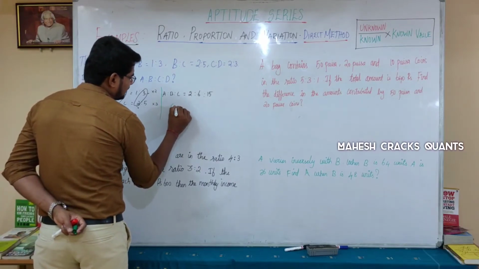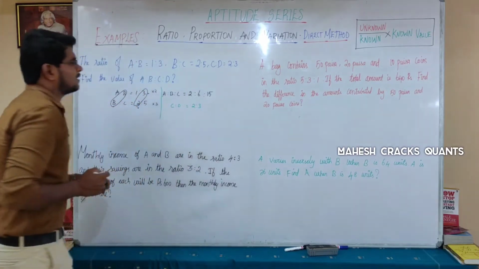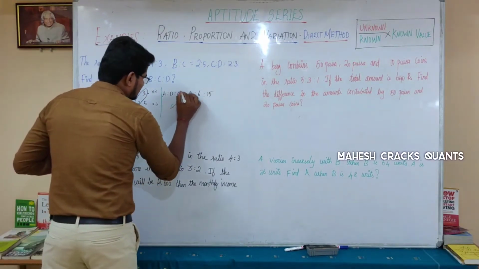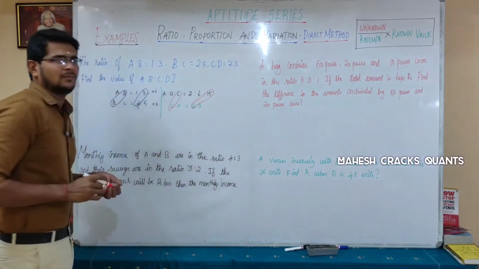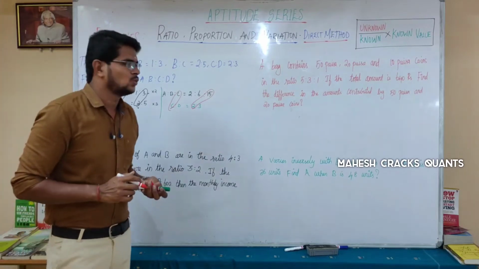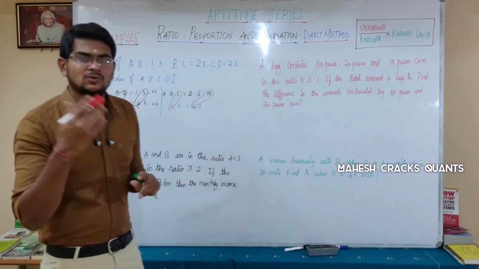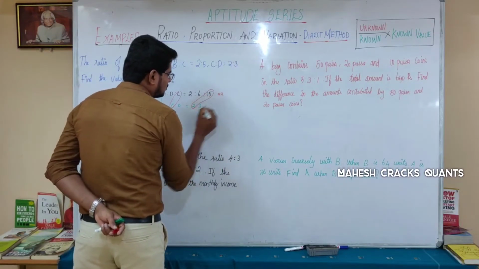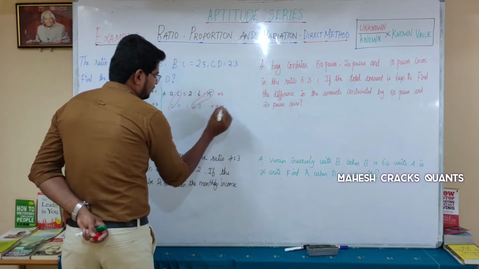What is C is to D? C is to D is equal to 2 is to 3. Take the common value. What is the common here? C. Both are C. Here it is 15 and 2. What is the LCM of 15 and 2? Which is nothing but the product of 15 and 2, 30. So you have to make this as 30 by multiplying by 2, and you have to make this as 30 by multiplying by 15.